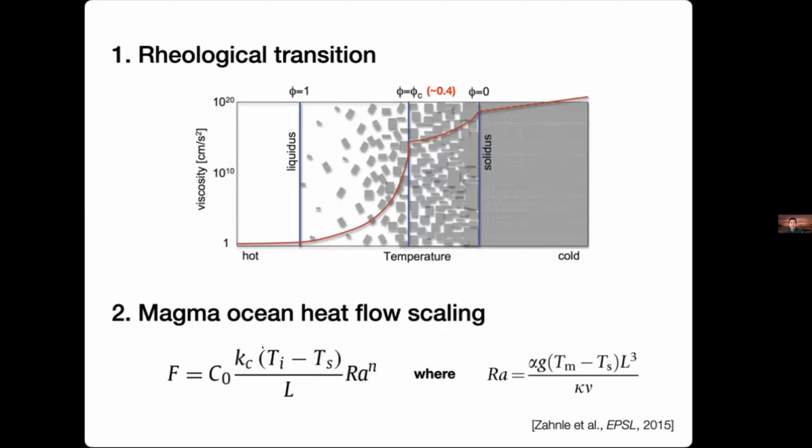The second thing is magma ocean heat flow scaling, which looks like this. Like any other thermal convection, heat flow depends on the Rayleigh number, which in turn depends on viscosity, this nu here. So when viscosity shoots up by many orders of magnitude at this critical melt fraction, magma ocean heat flow plunges drastically, as the magma ocean cannot maintain a high surface temperature anymore. So the magma ocean basically stops working at that point.